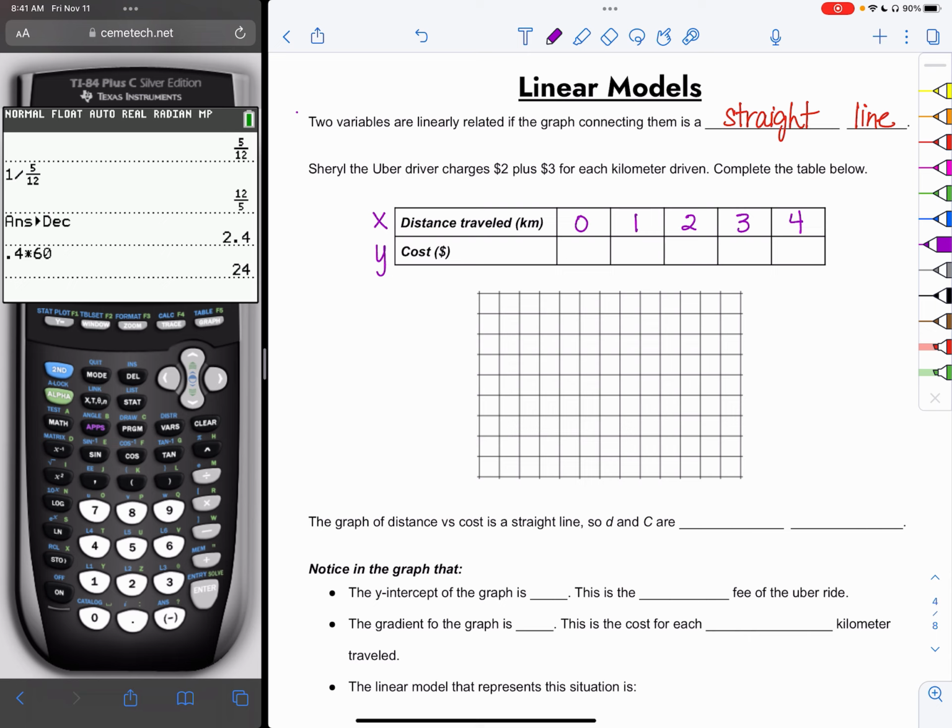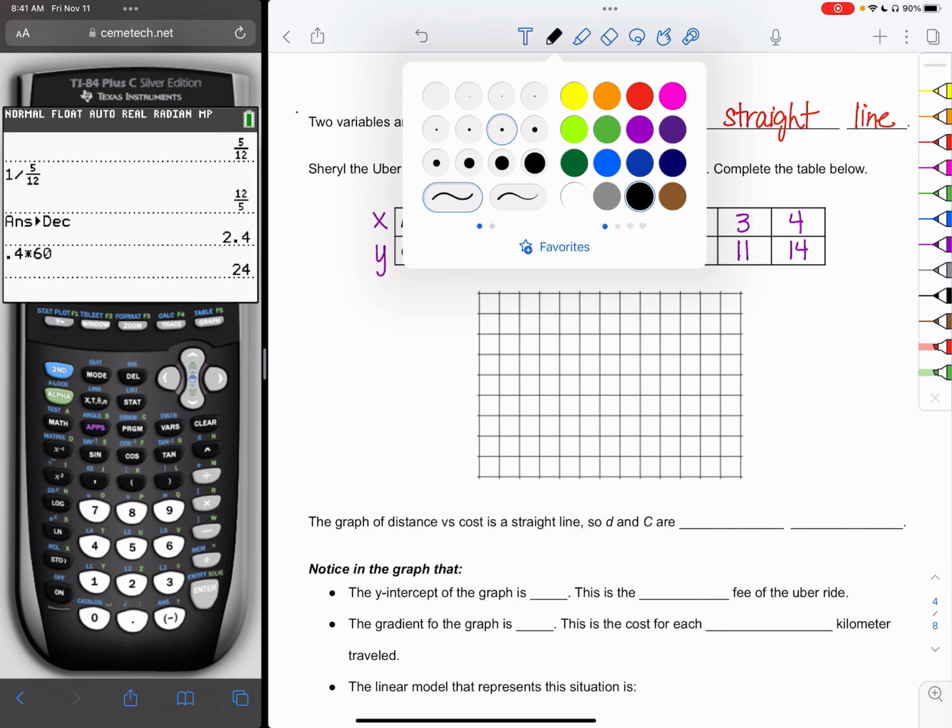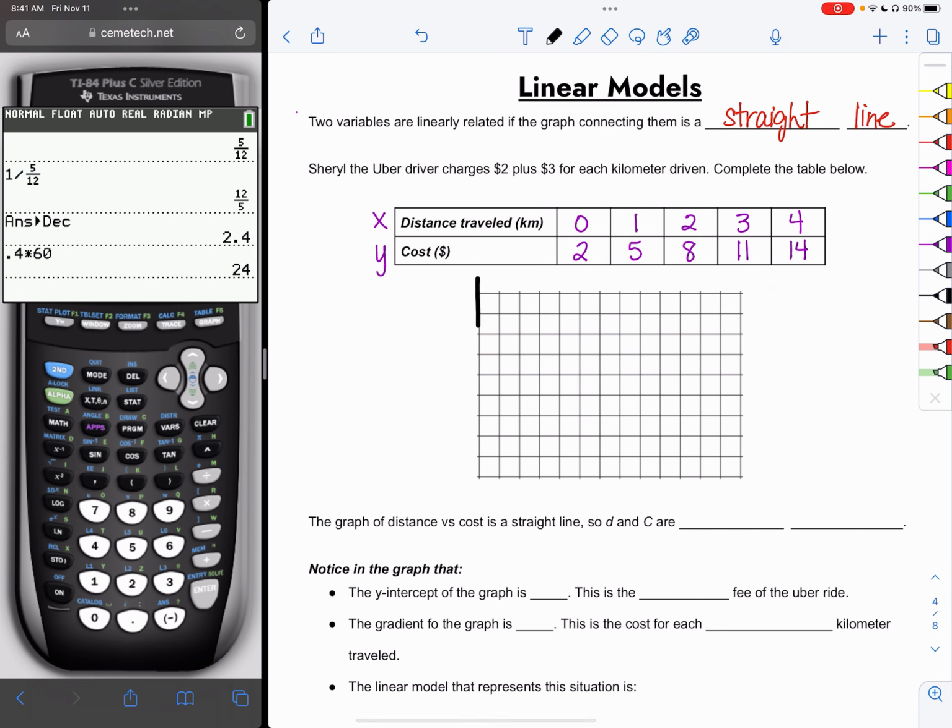So if you don't drive any kilometers, you still have to pay the Uber driver $2 for coming to you. So that is going to cost $2. Then for an additional kilometer, you're going to end up having to pay a total of $5, then $8, then $11, then $14. So now we need to graph this and when we graph it, we need to make sure that we label and scale our axis.